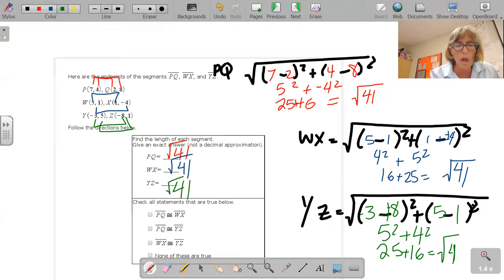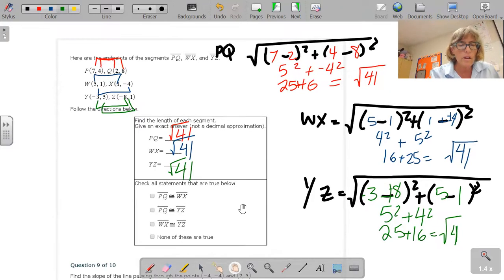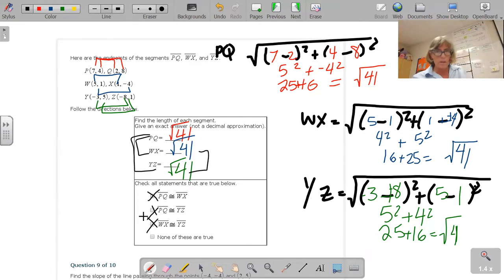Check all that apply. Basically, all 3 of them are equal, of course. PQ and WX, yes, congruent. PQ and YZ, yes, congruent. WX and YZ, yes, congruent. You have to check all 3. Now, all 3 may not be equal. So just be aware, you leave it under the radical sign each time.